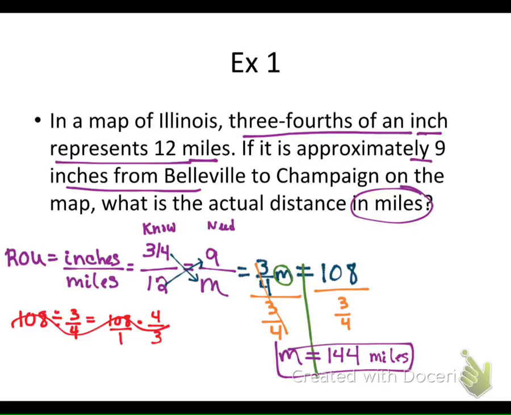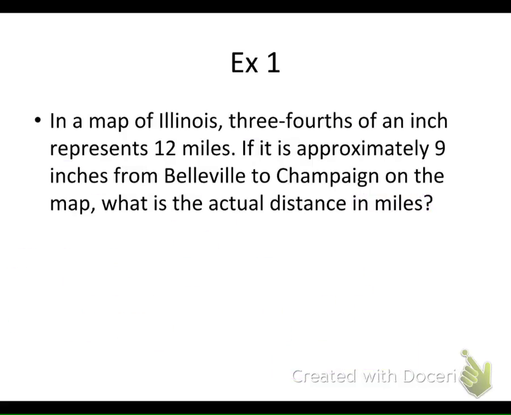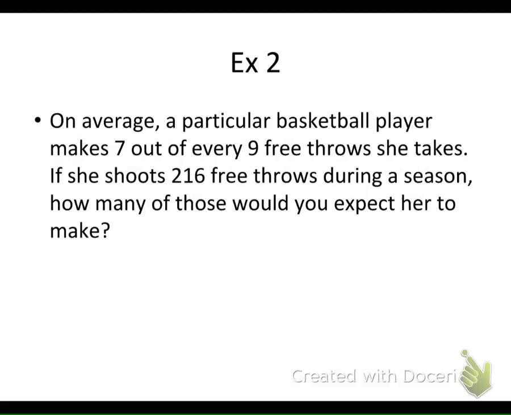Okay, let's look at example number 2. Back on task. Number 2. On average, a particular basketball player makes 7 out of every 9 free throws she takes. So right there is our first ratio of units. So it's our first comparison of 2 quantities. So they're talking about make 7 out of every 9 free throws.